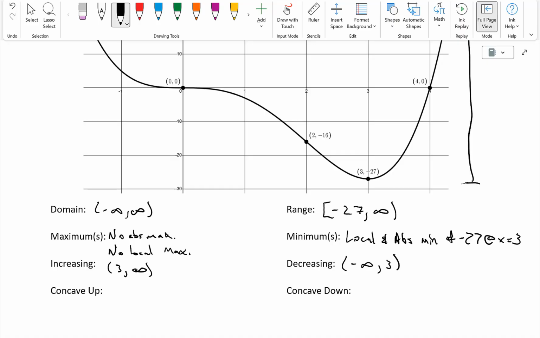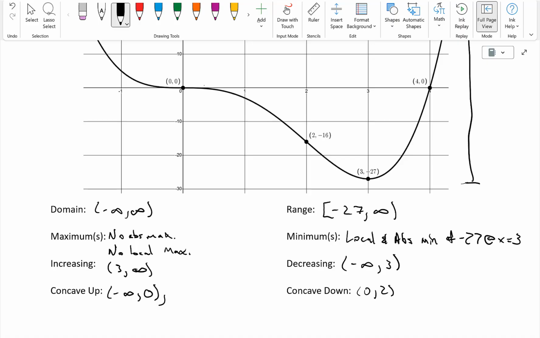For concavity, we're looking for a cup up or that cup down. We are concave up from -infinity all the way until we get to 0. And then we can see those tangent lines start to go above the graph instead of below the graph. Right, so on the right side of 0 until we get to 2, we're concave down.